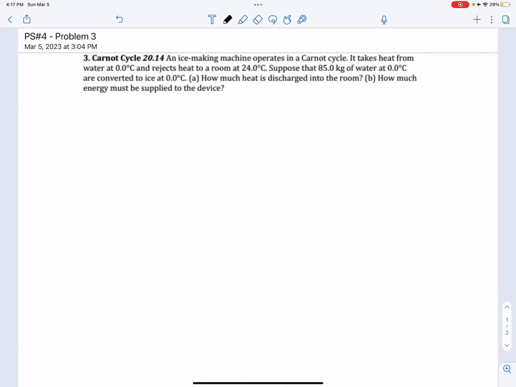This is problem set number 4, problem 3. An ice-making machine operates on a Carnot cycle. It takes heat from water at 0 degrees Celsius and rejects heat to a room at 24 degrees Celsius. Suppose that 85 kilograms of water at 0 degrees Celsius are converted to ice at 0 degrees Celsius. Part A, how much heat is discharged into the room, and part B, how much energy must be supplied to the device.